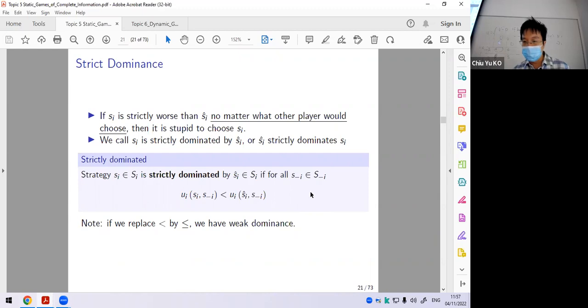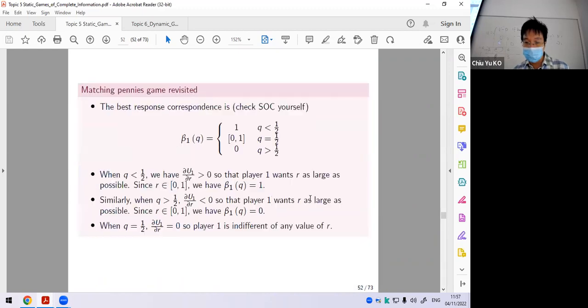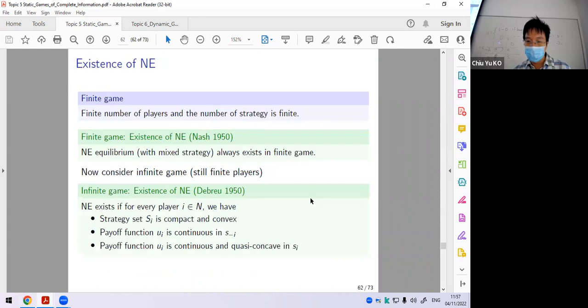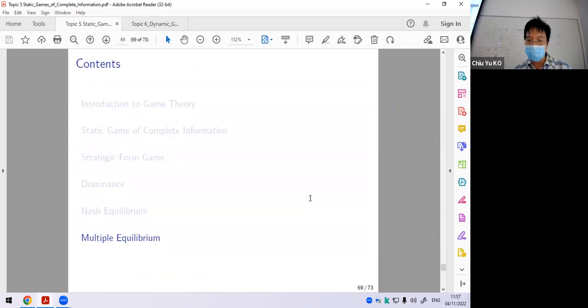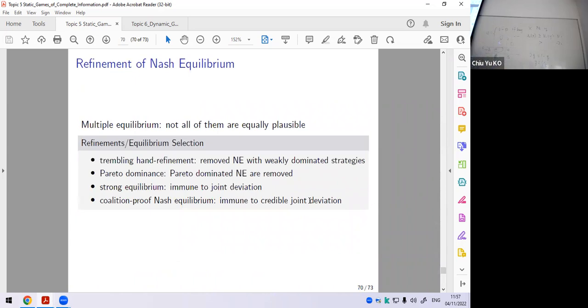So you would often want to apply the Trembling-Hand refinement, and you would remove the weakly dominated strategy. This is often used in practice. Sometimes they don't call it Trembling-Hand; they just say, assuming players would not choose weakly dominated strategies, and that's it.